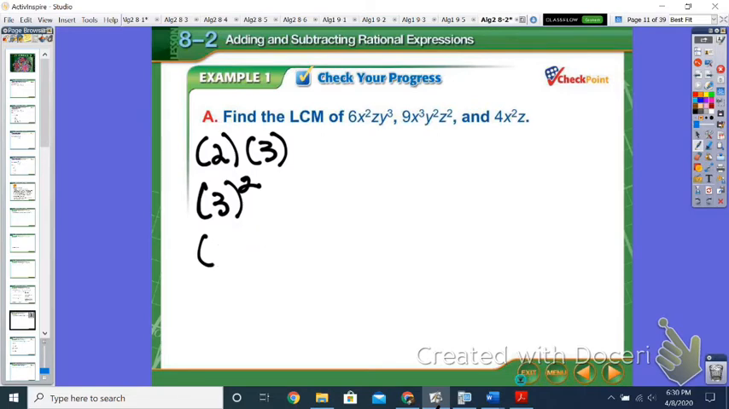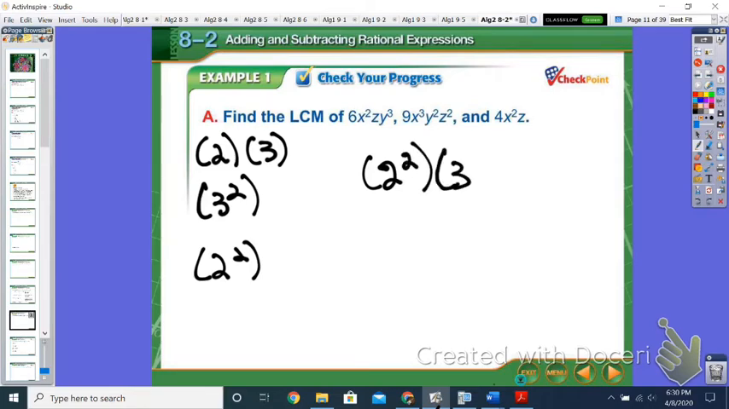I should probably write those in the parentheses. It doesn't matter in this case, but that's how I wrote them last time. Okay, so for my 2's, I see a 2, I see a 2 squared, so we're going to take 2 squared. And then for my 3's, I have a 3 and a 3 squared, so we want 3 squared.